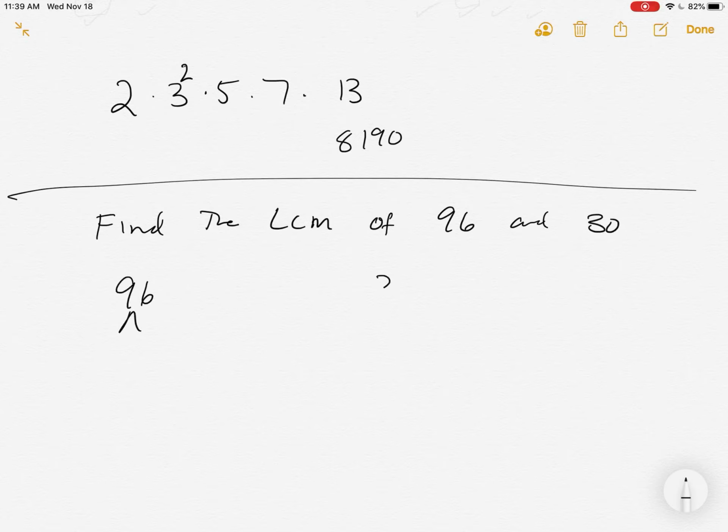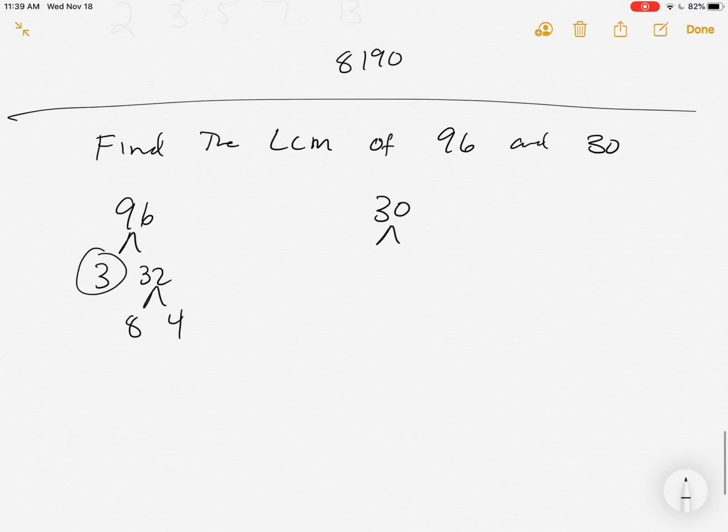Step number 1, prime factorize. So 96, 3, and 32. 32, maybe you think 8 times 4. That'll work. You don't have to think prime numbers. 8 is 2 times 4. 4 is 2 times 2. And this 4 is 2 times 2. So we have 1, 2, 3, 4, 5.